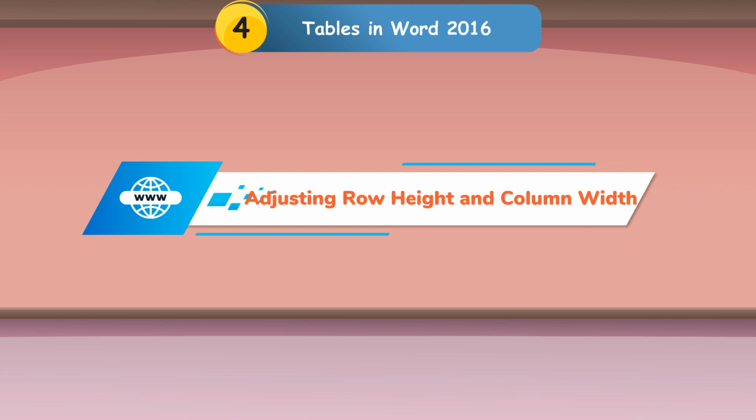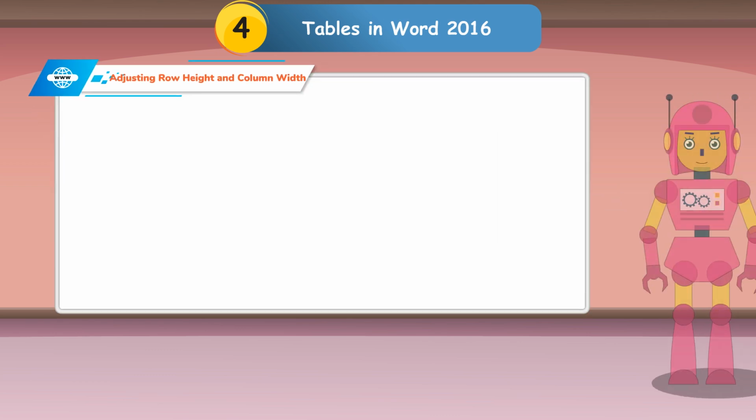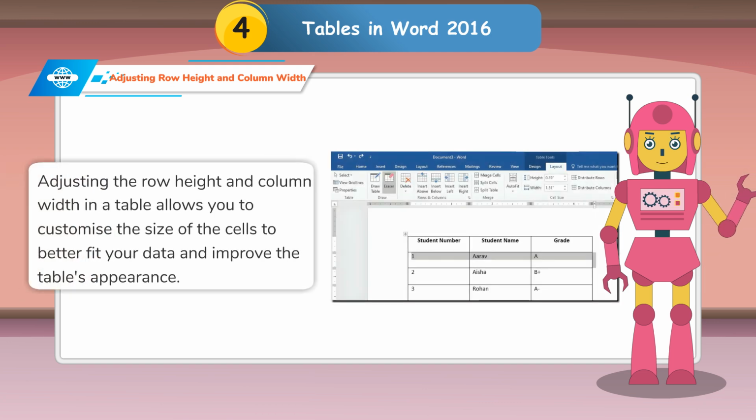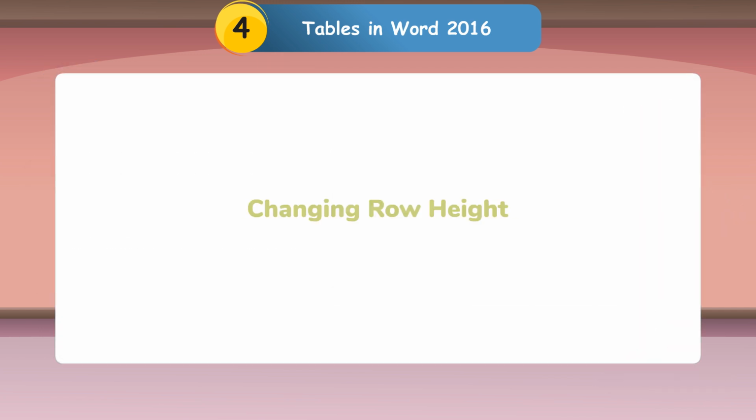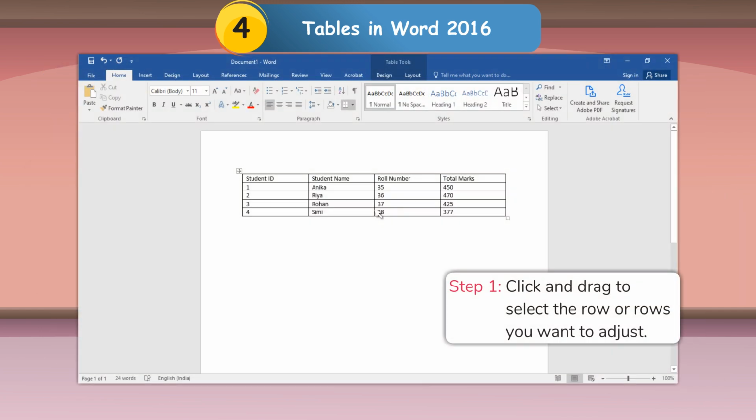Adjusting row height and column width. Adjusting the row height and column width in a table allows you to customize the size of the cells to better fit your data and improve the table's appearance. Changing row height. Step 1.